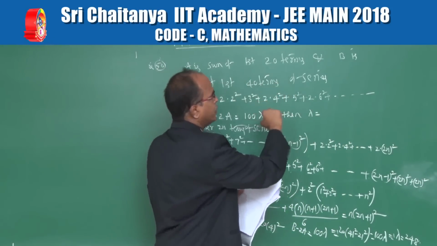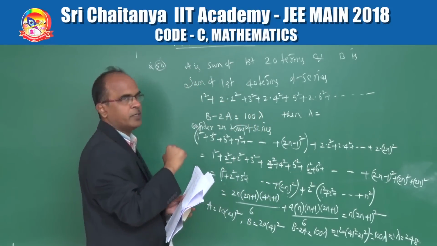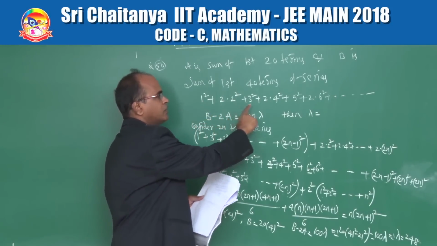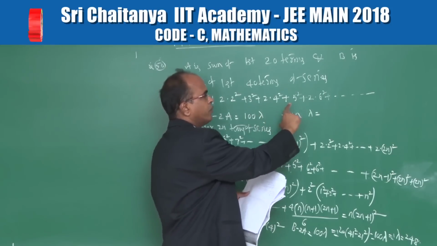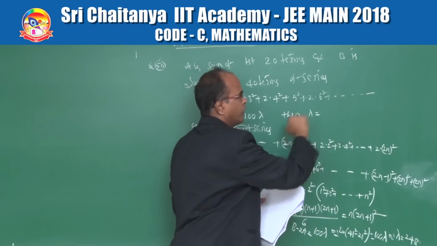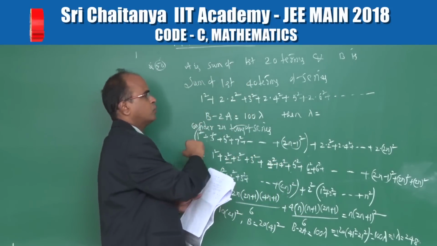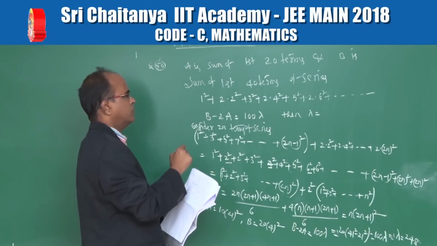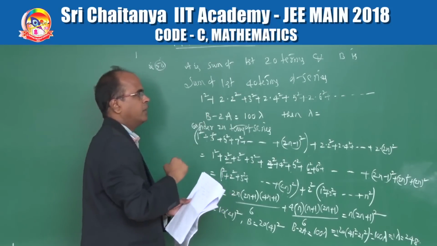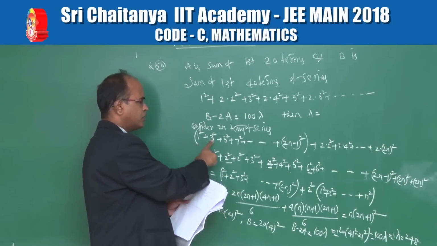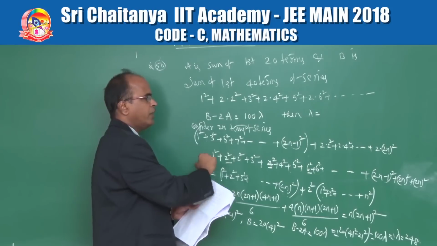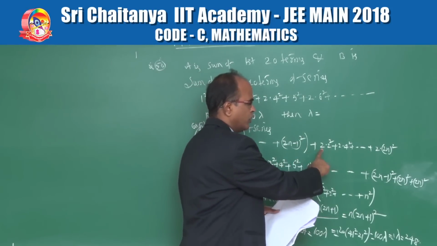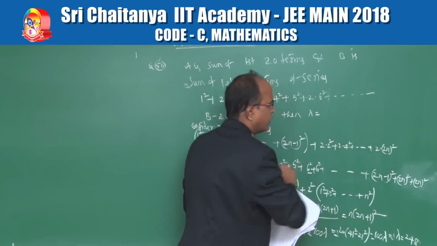We now discuss question 50. A is sum of first 20 terms, B is sum of first 40 terms of a series 1² + 2×2² + 3² + 2×4² + 5² + 2×6², and so on. Given B − 2A is 100λ, then what is λ? First, we rearrange the given series in this form: 1² + 3² + 5² + 7² etc., (2n−1)². The remaining terms can be regrouped: 2×2² + 2×4² etc., up to 2×(2n)².